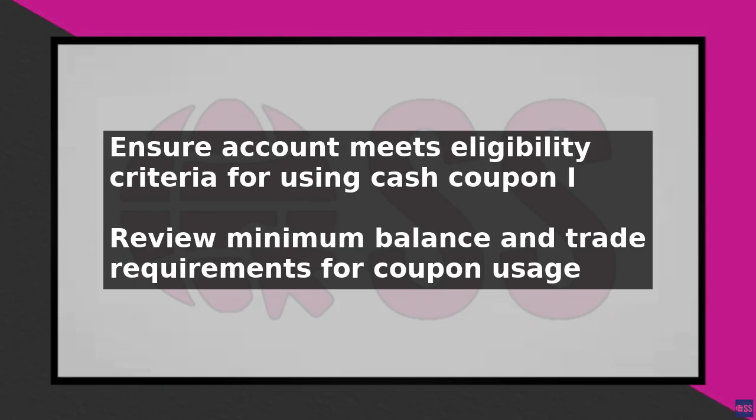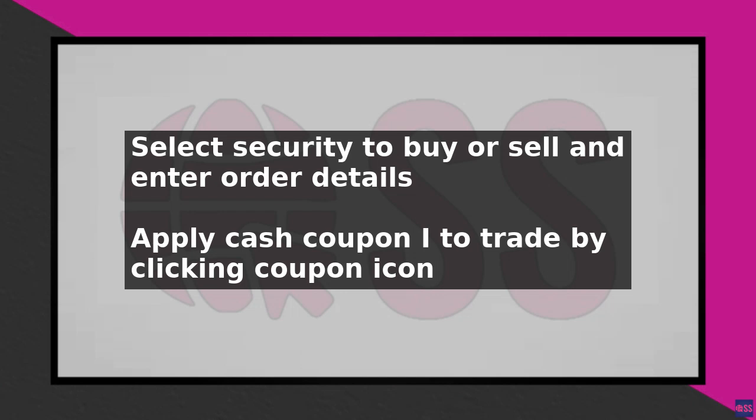To use the cash coupon I, go to the trade page and select the security you want to buy or sell. Enter the order details, including the quantity and price. Before confirming the trade, click on the coupon icon and select the cash coupon I from the list of available coupons. The face value of the cash coupon I will be deducted from the total trade amount, reducing the cost of your trade. Confirm the trade and the cash coupon I will be applied.